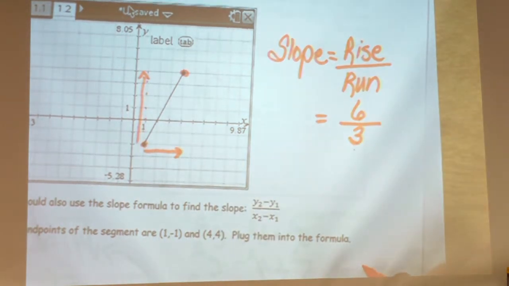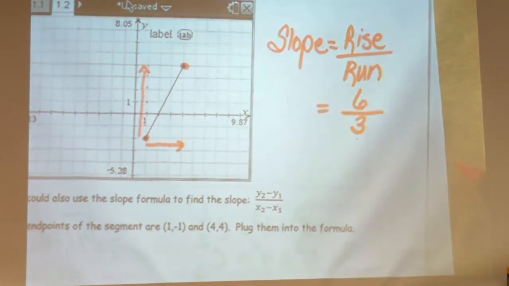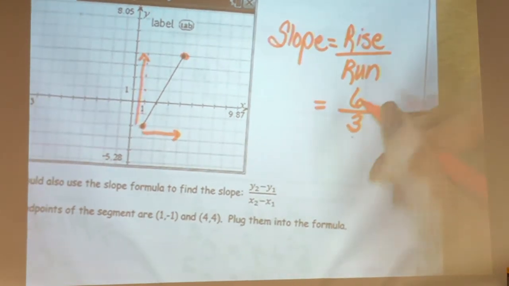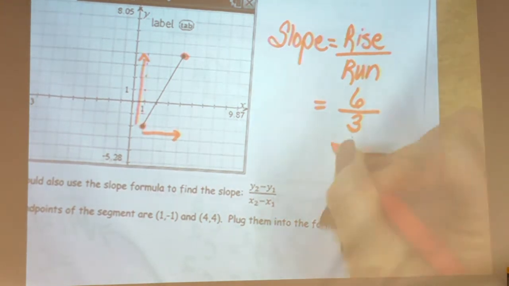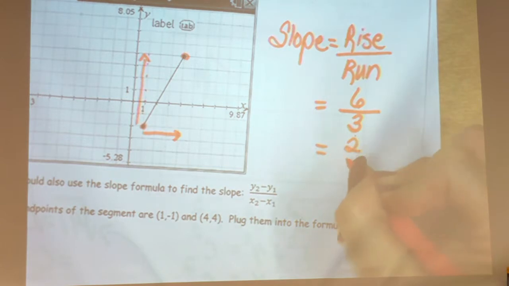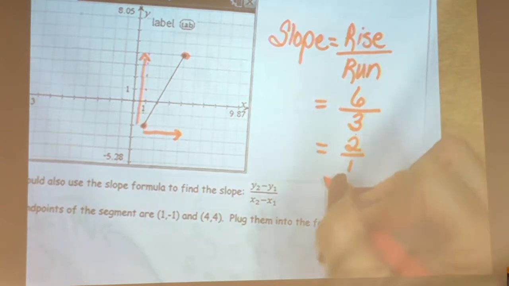But that fraction can be reduced. So if I reduce that, I know 3 goes into 6 2 times. So I'm basically dividing each of these by 3. And I would get 2 over 1. Or we can just write that as 2.